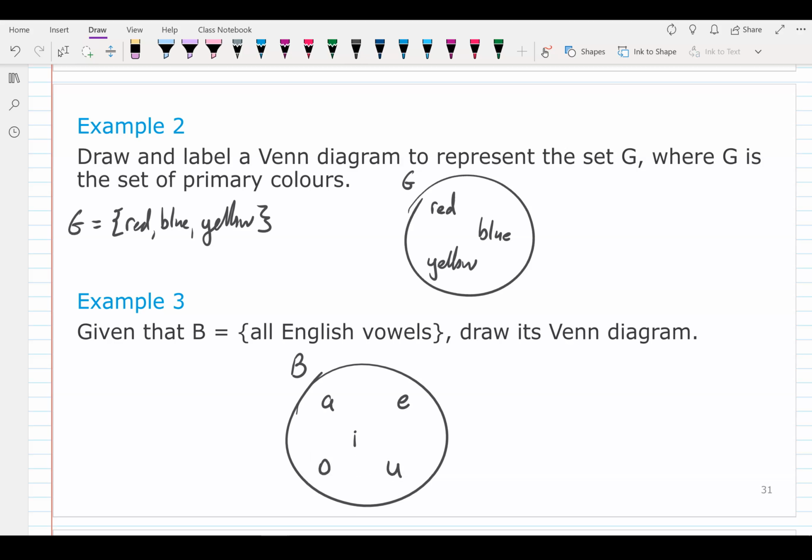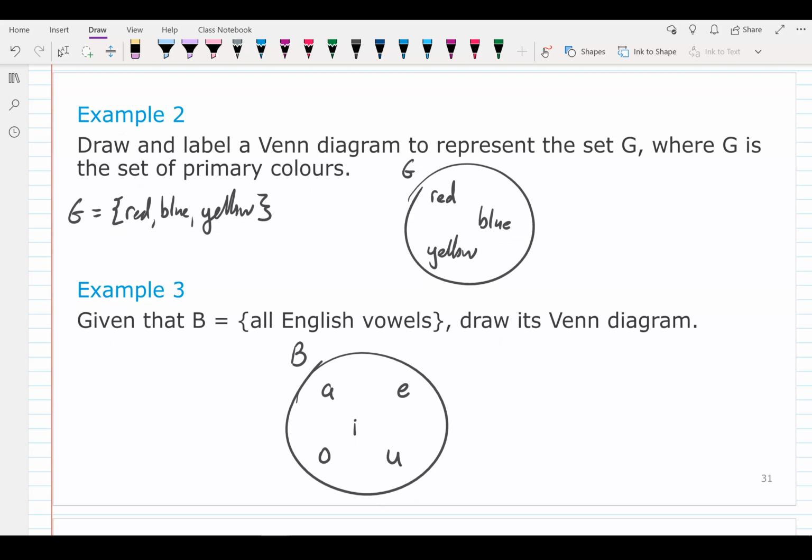You can have fun with these diagrams. Use a little bit of your creative side. It's up to you. But at the end of the day, you should have a circle with all the elements inside, and then someone looking at it should be able to easily pick out what's in that set.